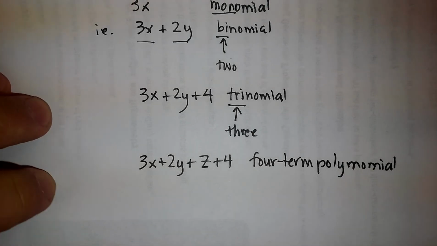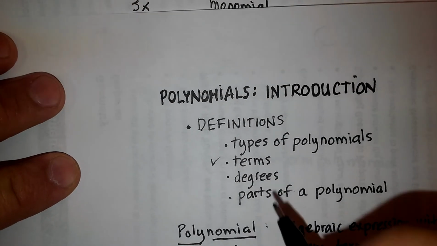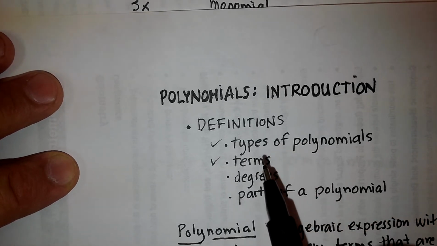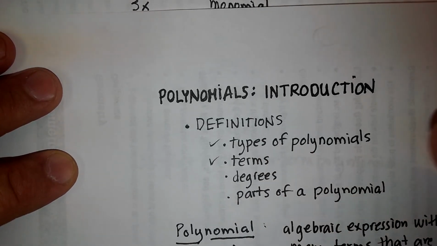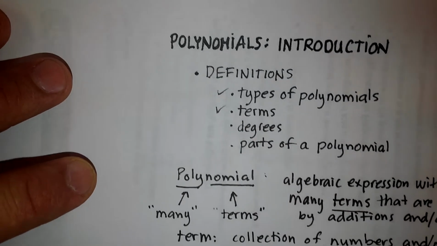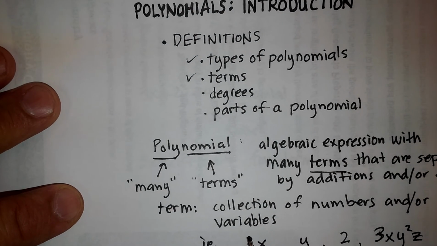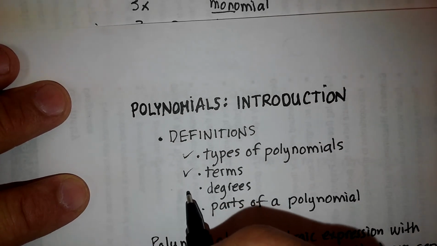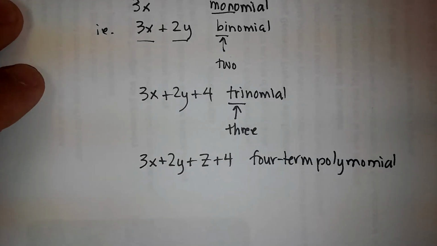Okay, so now we've just talked about the types of polynomials, right? Monomials, binomials, trinomials, and then numbered polynomials after that. Terms, we said, are just a collection of numbers and or variables. Now let's talk a little bit about what the word degree means.